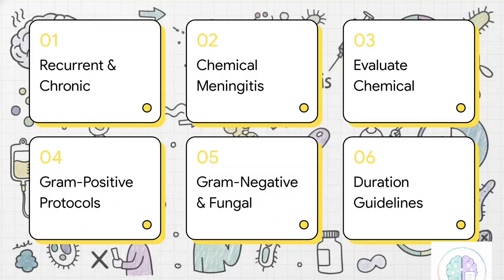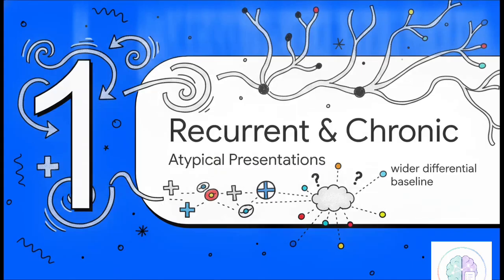To make sure we don't skip a single detail, here's our roadmap. We'll start with recurrent and chronic meningitis, define chemical meningitis, and cover its evaluation and treatment. Then we'll hit gram-positive antibiotics, move on to gram-negative and fungal treatments, and wrap up with strict duration guidelines. Okay, Section 1. Recurrent and chronic meningitis.